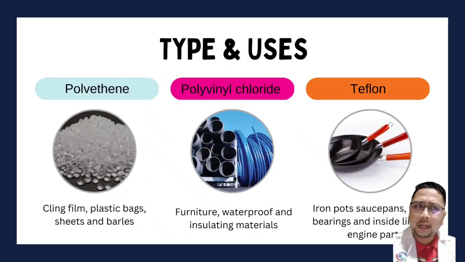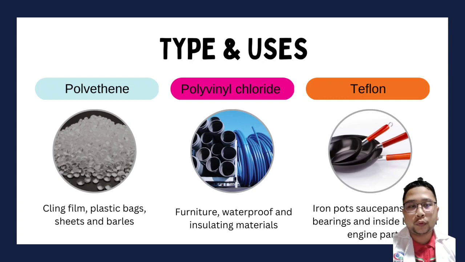Okay, let's look at the types and the uses. The first one I want to explain is polyethylene. Polyethylene is used to make clean film, plastic bags, sheets, and barrels. The second one is polyvinyl chloride. The function of polyvinyl chloride is to make furniture, waterproofing, and insulating materials.